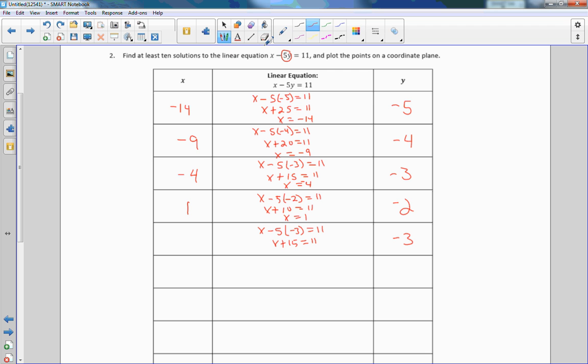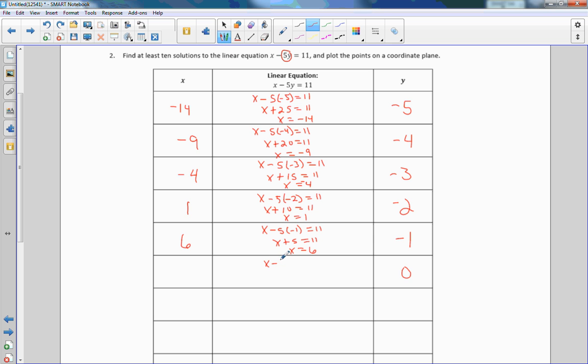Oh, my mistake. I'm going in the wrong direction. I already did negative 3, so let's erase this and start over. I want to go to negative 1. X minus 5 times negative 1 equals 11. X plus 5 equals 11. Subtract 5 from both sides, and x is 6.